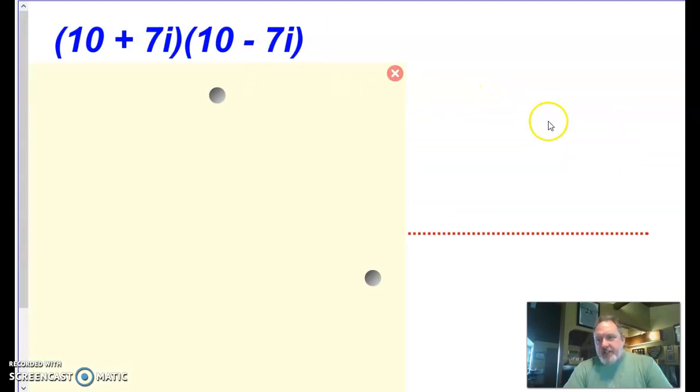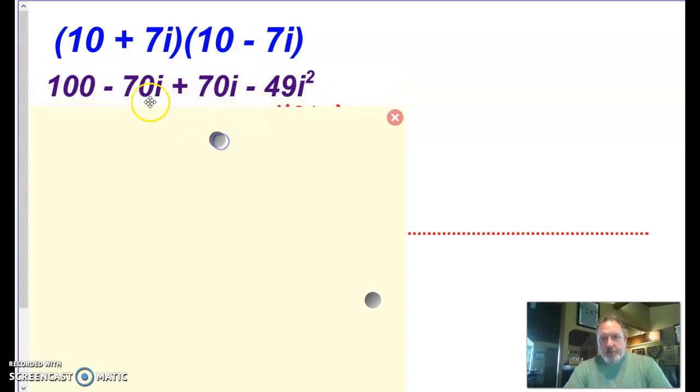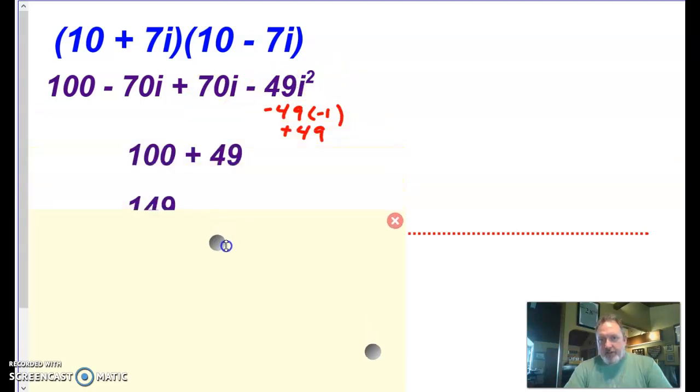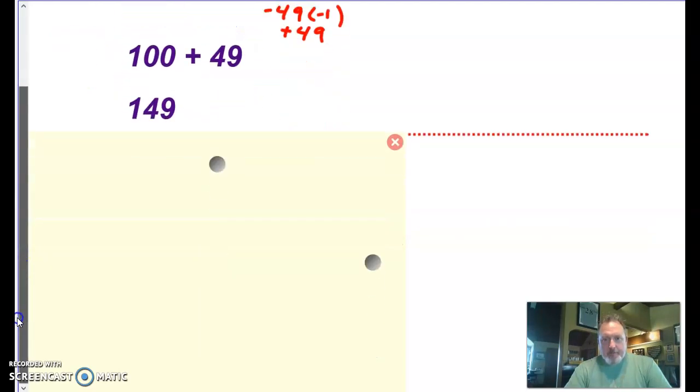All right, one last one. I did this on purpose here. These are conjugates, or opposites. So you've got a plus bi, a minus bi, kind of like 3x minus 4, 3x plus 4, where the middle terms will cancel out. Same idea here. So you can see the middle terms are opposites. They're going to cancel. Negative 49i squared is really positive 49. So this is going to simplify to 149.